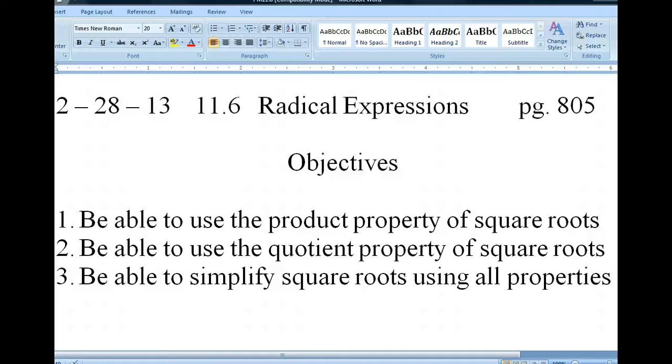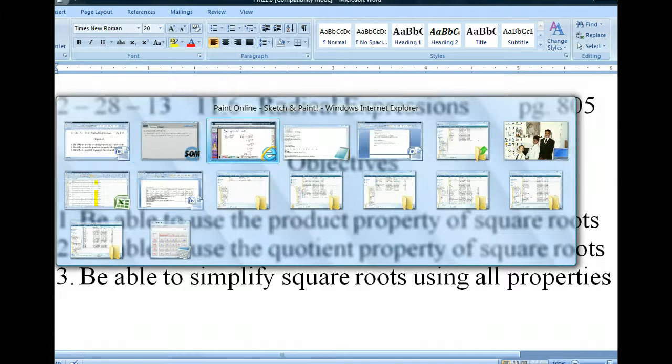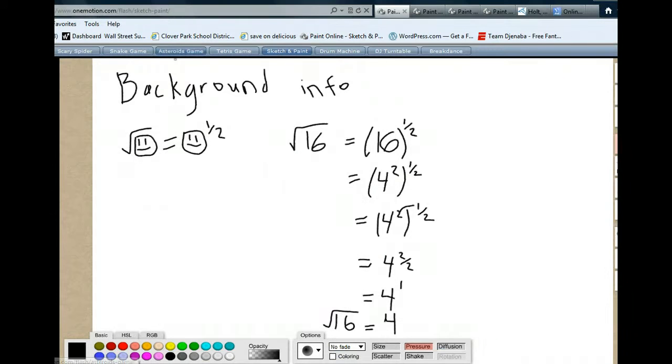Okay, so today's objectives for the lesson, radical expressions: be able to use the product property of square roots, the quotient property of square roots, and simplifying square roots using all properties. The last one is just a combination of 1 and 2, and again, at any time if you need to stop and rewind anything, feel free to do that.